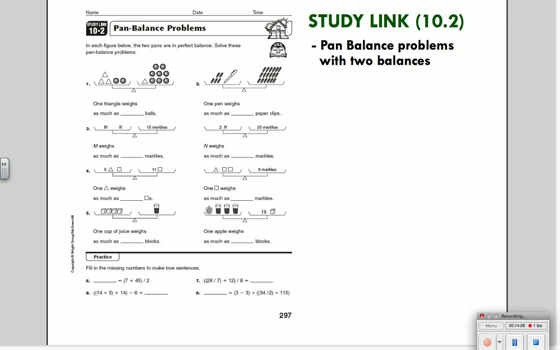Your study link looks like this, very much like what we just did. Again, I want to encourage you to use your common sense. It's not as hard as you want to make it out to be. Take off what you can off of each side and think about it. Don't rush to the conclusion that you don't know how to do it. Have confidence in yourself. Good luck.